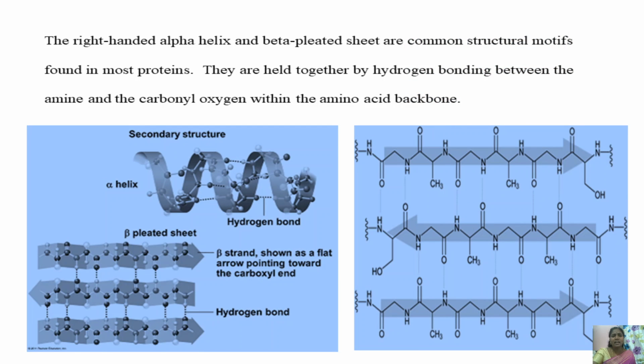The right-handed alpha helix and beta pleated sheet are common structural motifs found in most proteins. They are held together by hydrogen bonding. That means these structures are stabilized by hydrogen bonds along with other weak forces of interaction, which I'll tell you about, and the hydrogen bonding between the amino group and carboxyl oxygen within the amino acid backbone, which runs in the form of a chain.